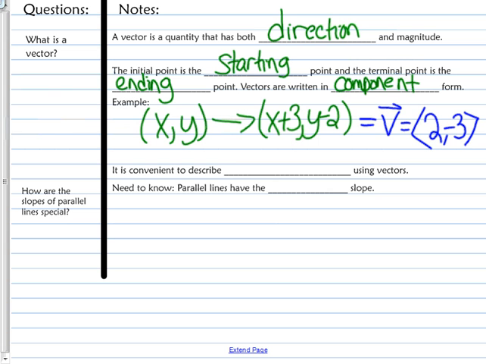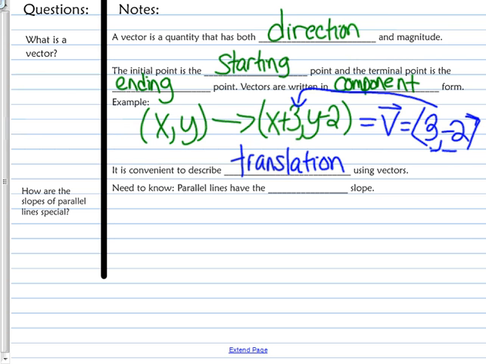And you can see these numbers are the same numbers that we used over here. The 2 is obviously the x value, and the negative 3 is the y value. I'm sorry, guys, I wrote those backwards. Just paying attention. 3 comma negative 2. There we are. The 3 is the x value, and the negative 2 is the y value, in order, an ordered pair, just like we're used to. And it's convenient to describe translations using vectors, and that's what we're going to be doing today for a few problems, simply translating figures using vectors.